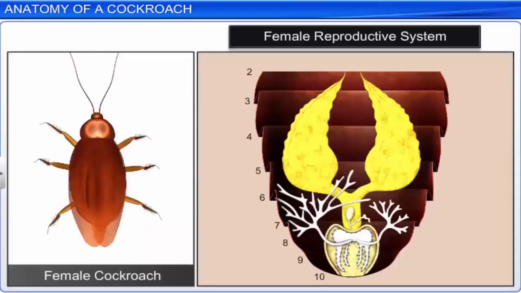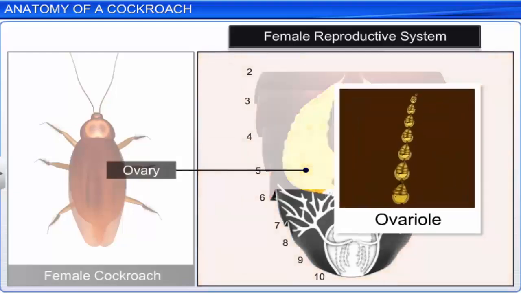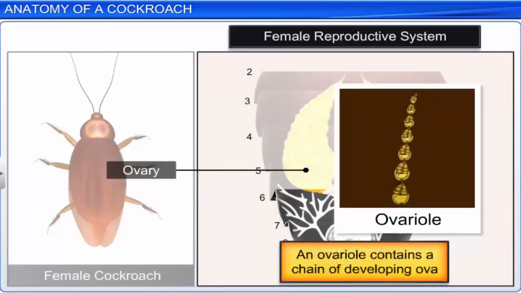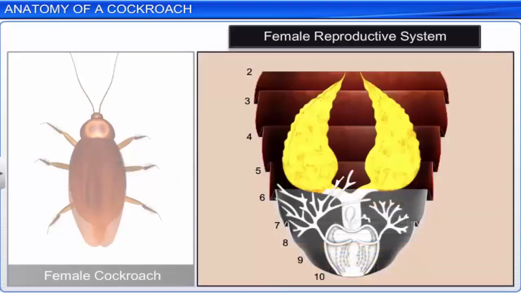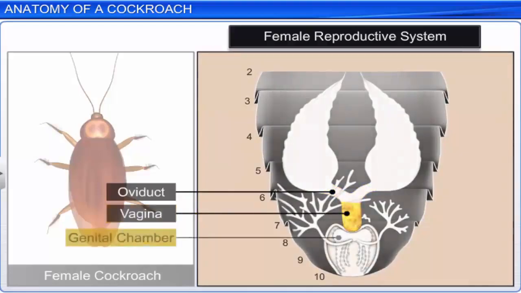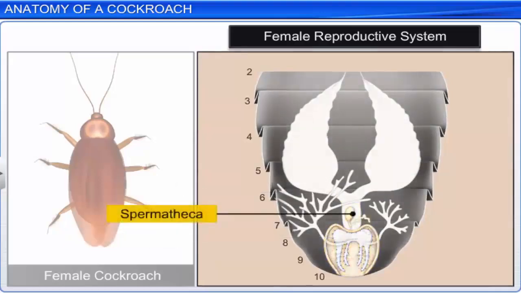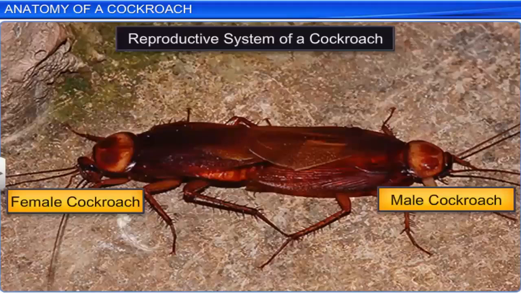The female reproductive system consists of 2 large ovaries, which lie on the lateral sides of the 2nd to 6th abdominal segments. Each ovary consists of 8 ovarian tubules or ovarioles containing beaded strings of developing ova. From each ovary arises an oviduct, which joins to form a single common oviduct or vagina. The vagina opens into the genital chamber. In the 6th segment, a pair of spermatheca is present, which also opens into the genital chamber. During copulation, sperm is transferred through spermatophores.